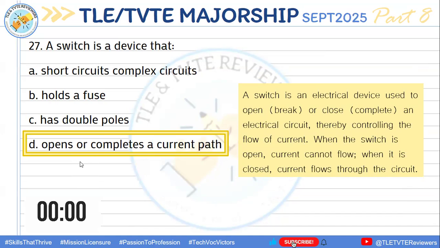And letter C has double poles. Some switches have double poles, but not all. So this is a specific type of switch like the DPST or DPDT, not a general definition. So answer letter D, opens or completes a current path.